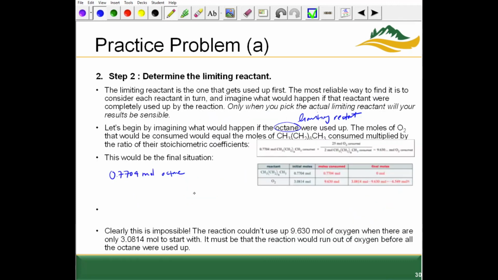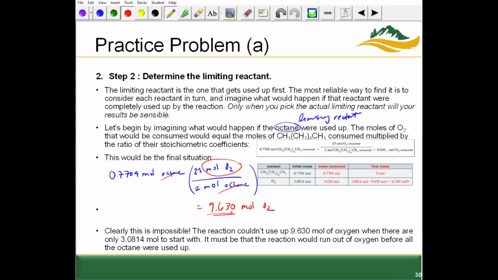So here's octane. We need to put moles of octane in the denominator. So we know from the balanced reaction, 2 moles of octane for every 25 moles of O2. So octane and octane cancel out, leaving just moles of O2. That comes out to 9.630 moles of O2. Did we start with this much?